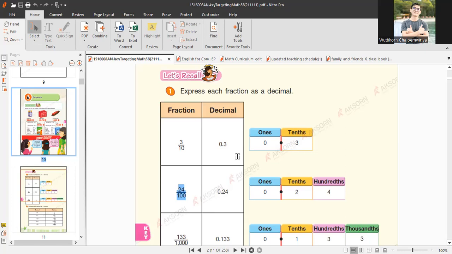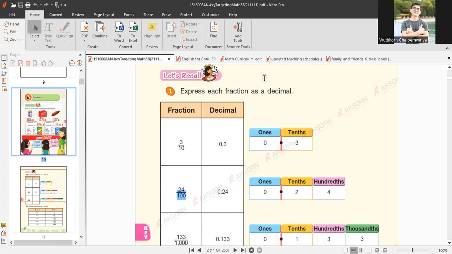So I'm going to convert this fraction to a decimal. But how? Similar to the previous one, 3/10, we start from the numerator. What is the numerator? The numerator is 24. I write 24 here. Look at the right column. Then pay attention. Look at the fraction. The denominator is 100.